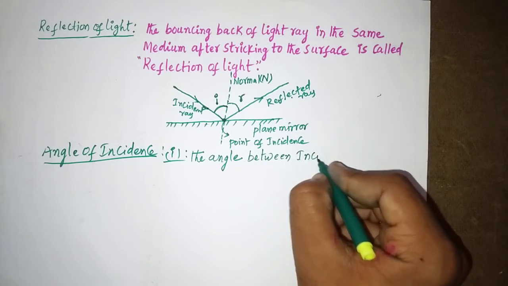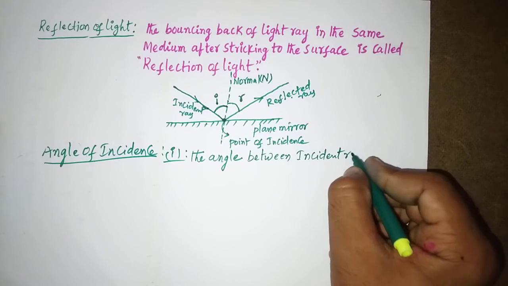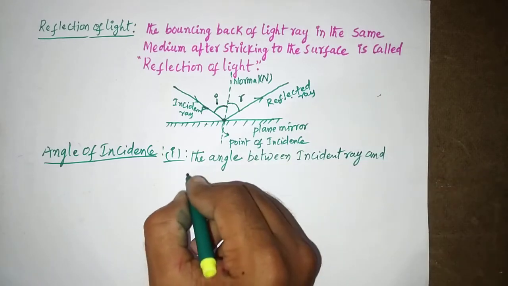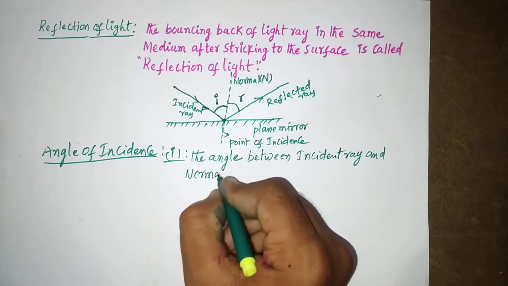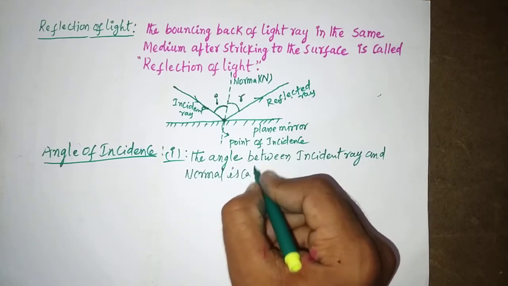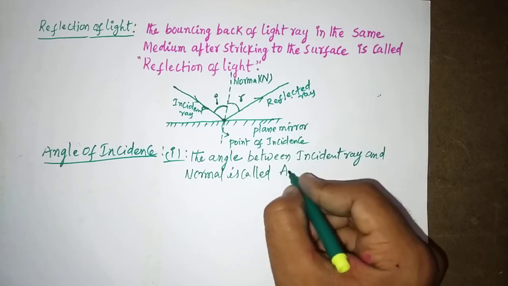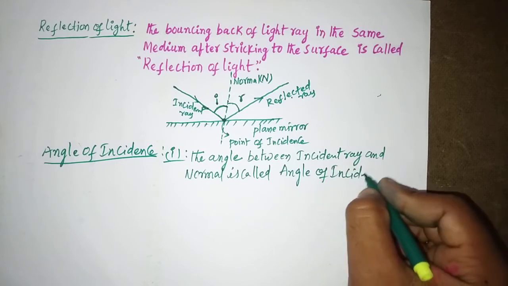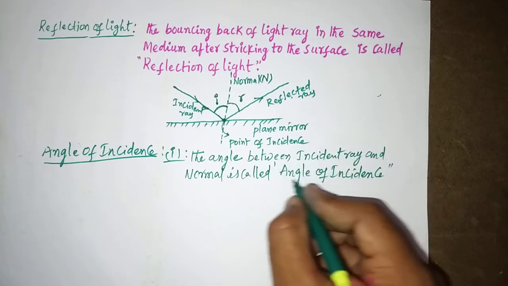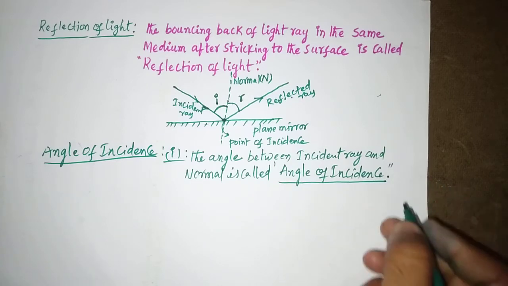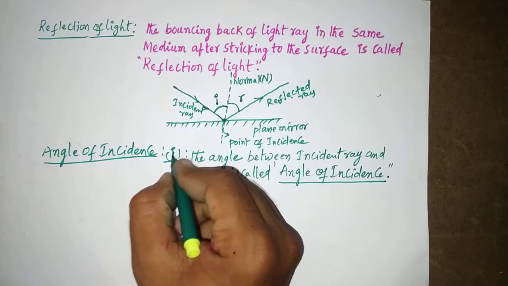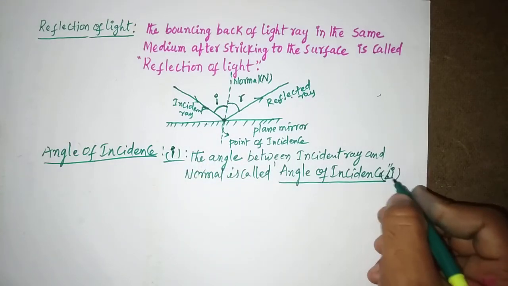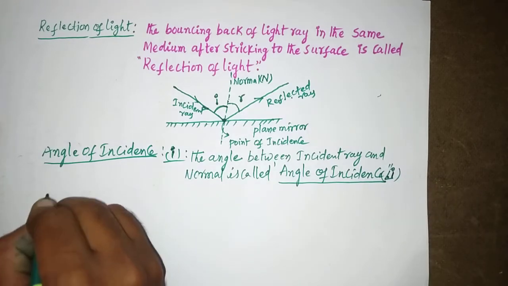So the angle between the incident ray and normal is called the angle of incidence, and it is indicated with the letter I. So, angle of incidence, angle I.